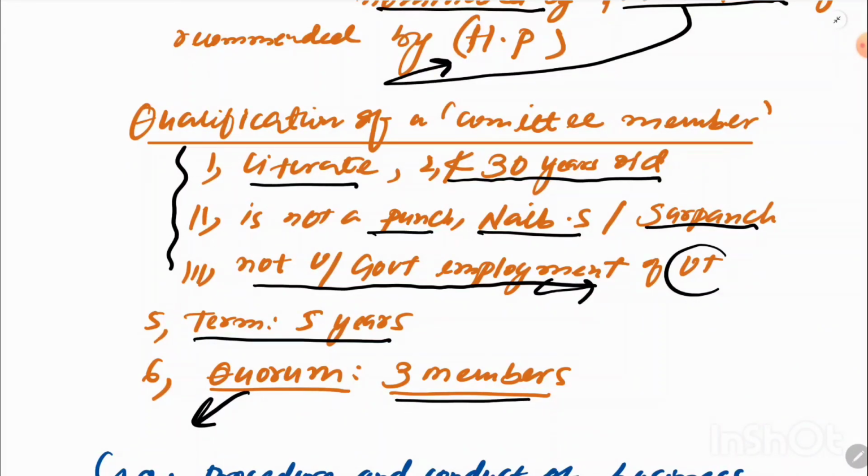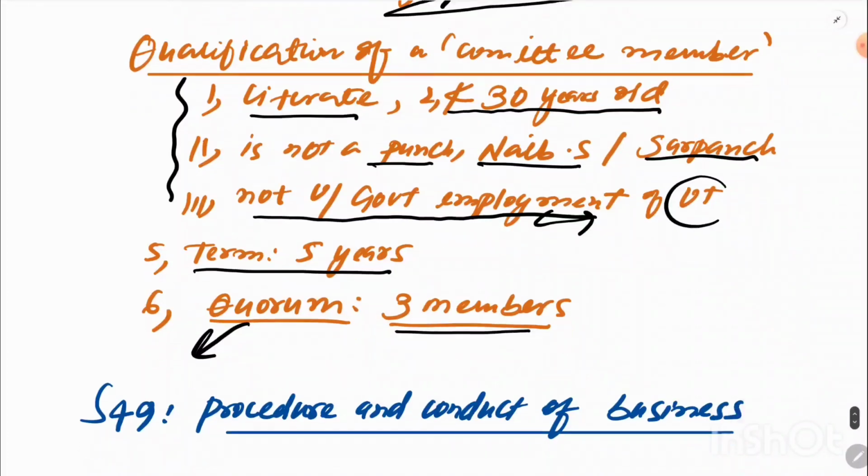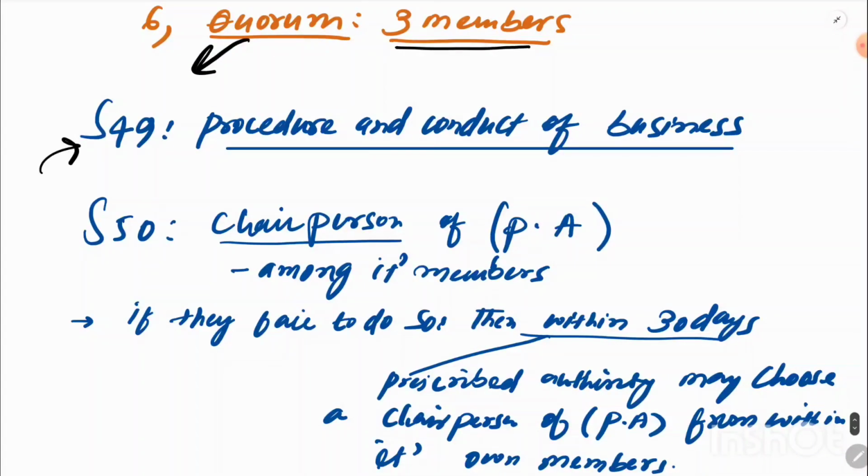So out of five members, at least 3 members should be present to start a meeting. Okay. So procedure and conduct of business is talked about in section 49. That's it. I will not elaborate it further because this is all you need to know.